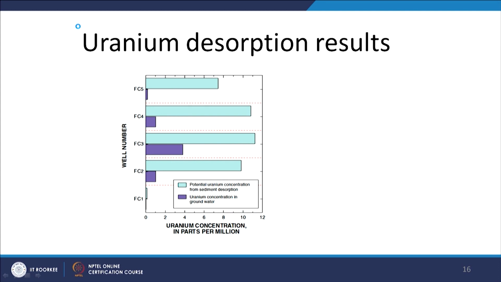Okay, I do have the graph here. So well number, and here you see parts per million, ppm. What do we have here? Uranium concentration from sediment adsorption and uranium concentration in groundwater. So as you see in each of these wells, this is the one upstream, and these are the wells downstream of the contaminated site, you see that the concentrations in groundwater are relatively much lower compared to the concentrations adsorbed onto the soil.